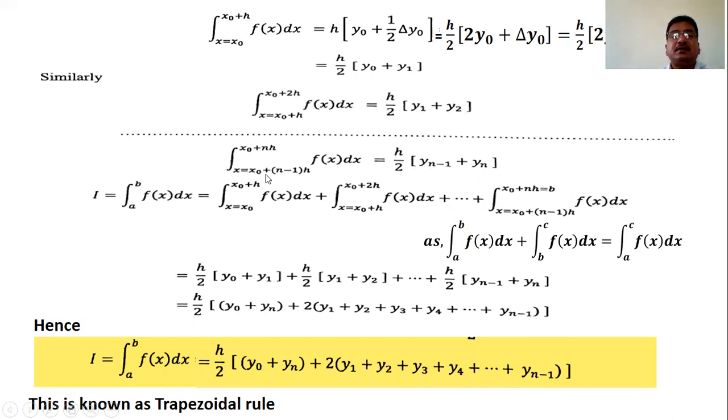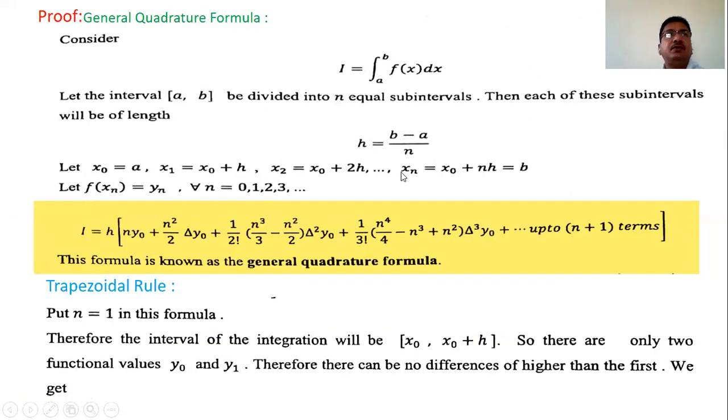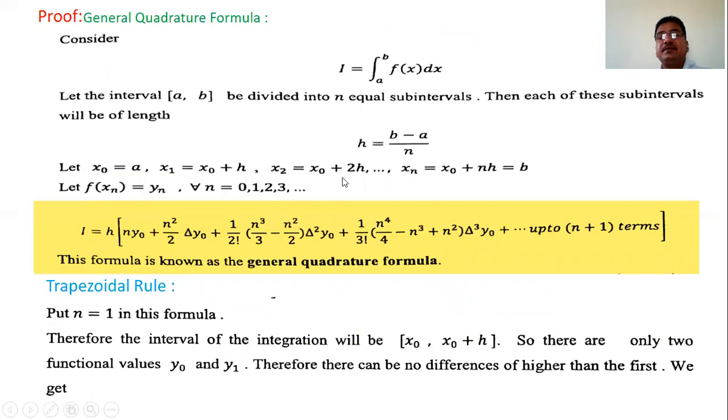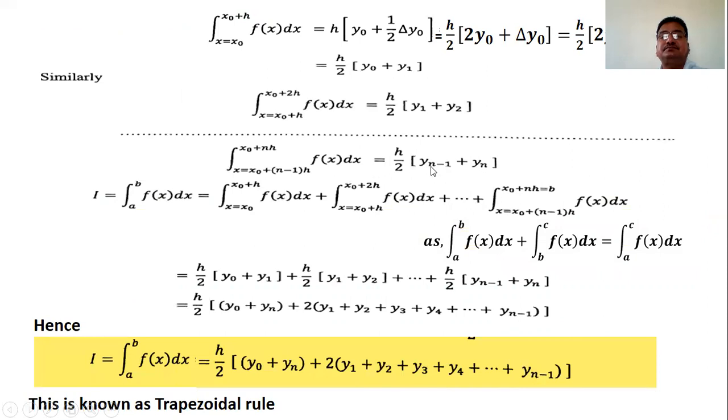In this way, what is the last interval? x0 plus (n minus 1)h to x0 plus nh. That is the previous point of xn. It is equal to h by 2 times (y(n minus 1) plus yn), because the corresponding value of y at x0 plus (n minus 1)h is y(n minus 1), and the corresponding value at x0 plus nh is yn.